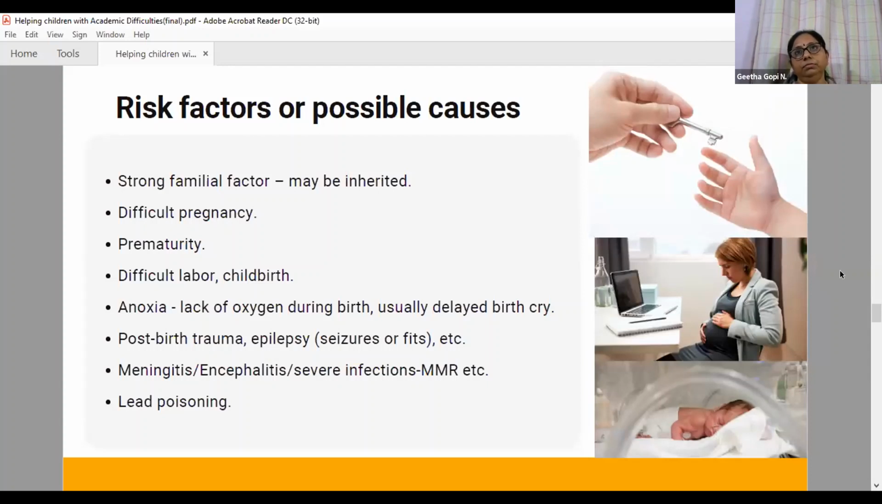Environmental causes such as toxins in the air, high pollution, lead poisoning, even things like extensive use of pesticides. So consumption of food which is grown with excessive use of pesticides. All these kinds of environmental factors are also possible risk factors.